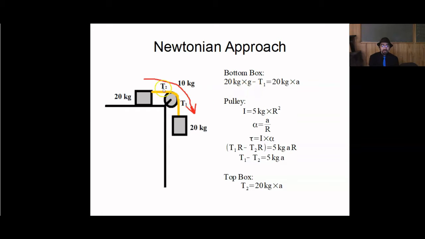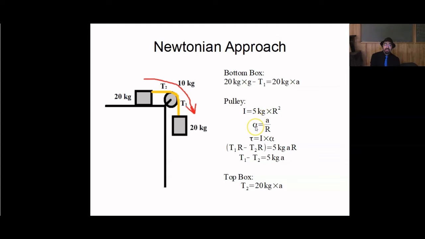So we have T1 down here, T2 up here. 20 kilograms times g pulling down minus T1 pulling up equals the 20 kilogram box times its acceleration. Okay, that's an equation. We can't solve for anything in particular because we've got two unknowns, a and T1, but okay. The pulley has the hardest equation. We know that the moment of inertia of a uniform disk is 1/2 mass times the square of its radius. So I of the pulley, I is moment of inertia, is going to be 5 kilograms times r squared.